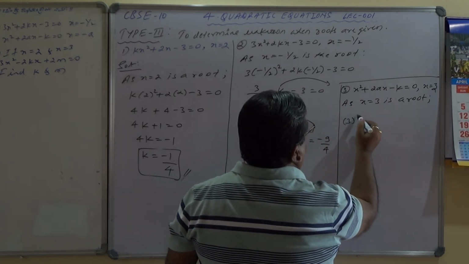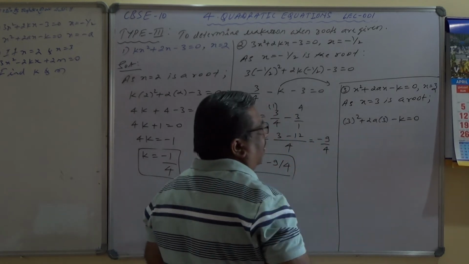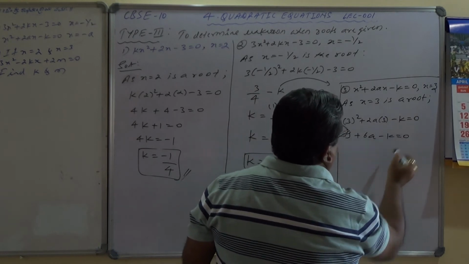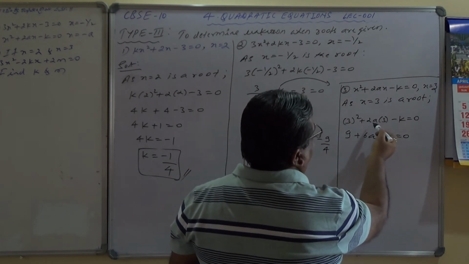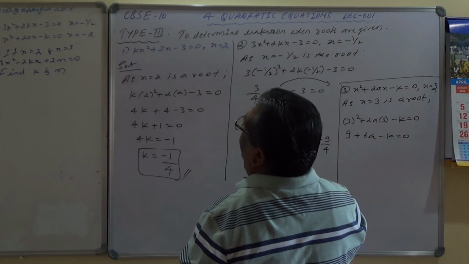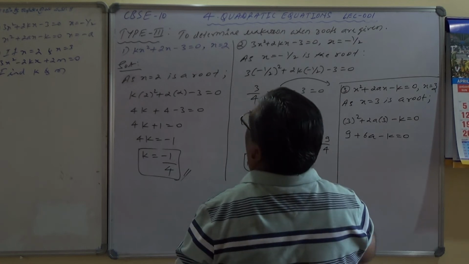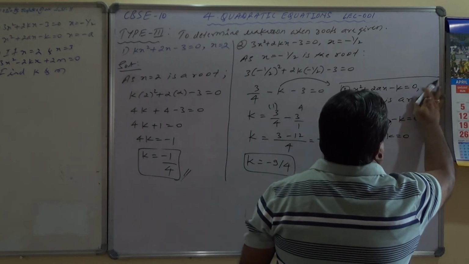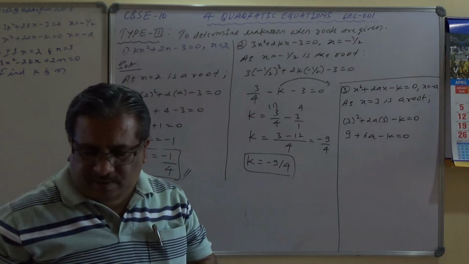Substitute the value 3 square plus 2 times a into 3 minus k equals 0. So 9 plus 6a minus k equals 0. Isn't it? 9 plus 6. It is. Let me check the equation. x square plus 2x minus k equals 0. Just a moment. It is not x equals 3. x equals minus a is given to you. Sorry.